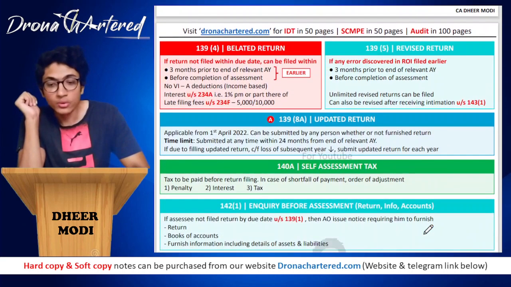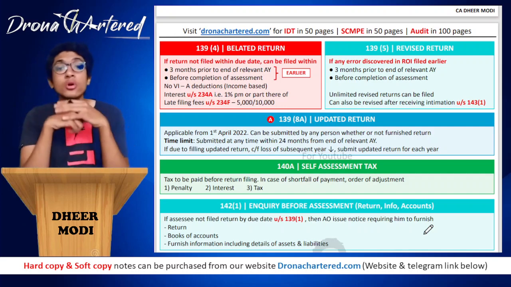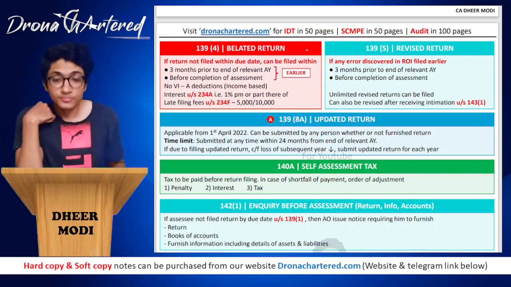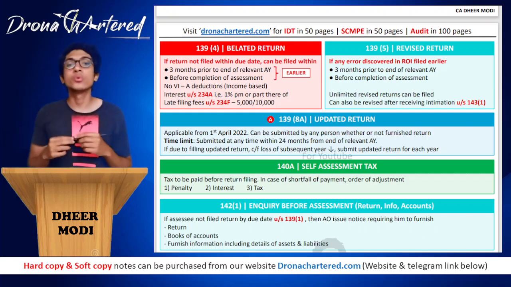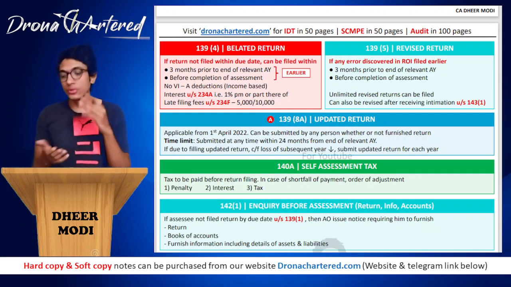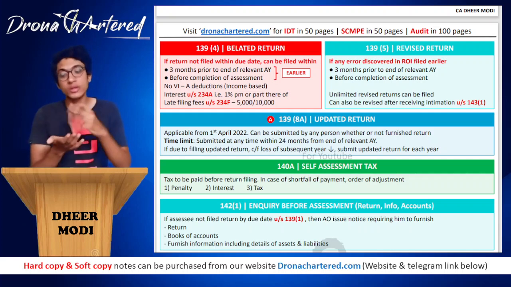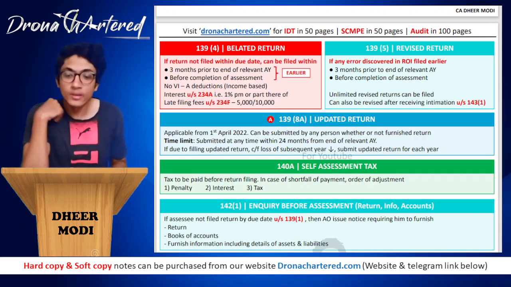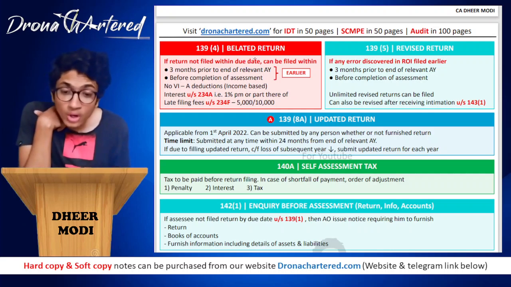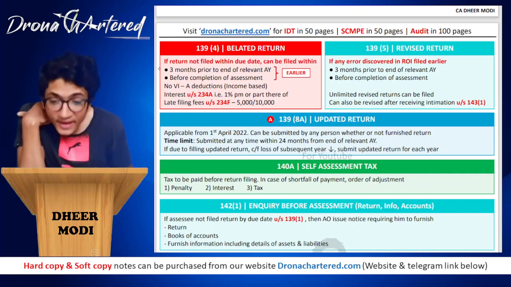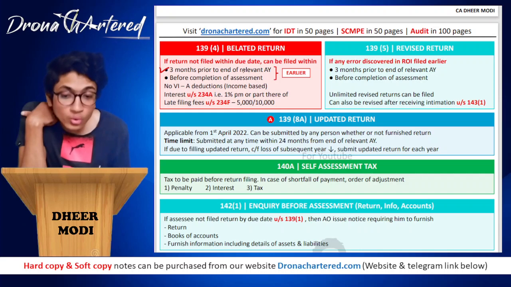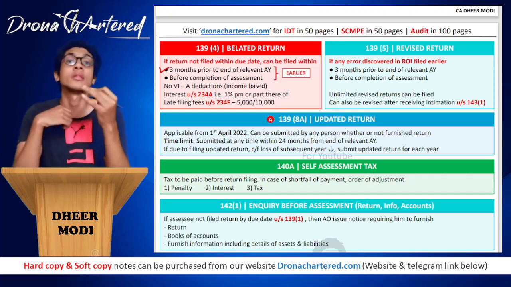Great. Now coming to section 139.4, that is your belated return. So belated return: if the return is not filed within the due date, if for some particular reason you did not file the return within the due date, so you file it after the due date. If the return is not filed within due date, it can be filed within 3 months prior to end of relevant assessment year.